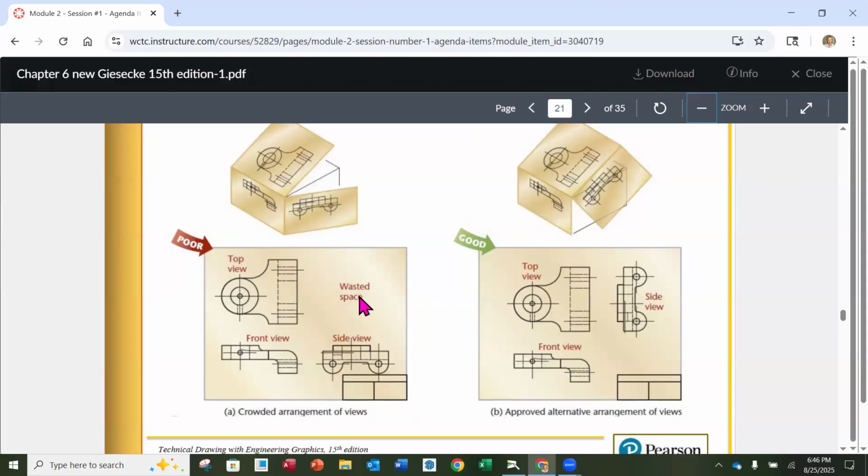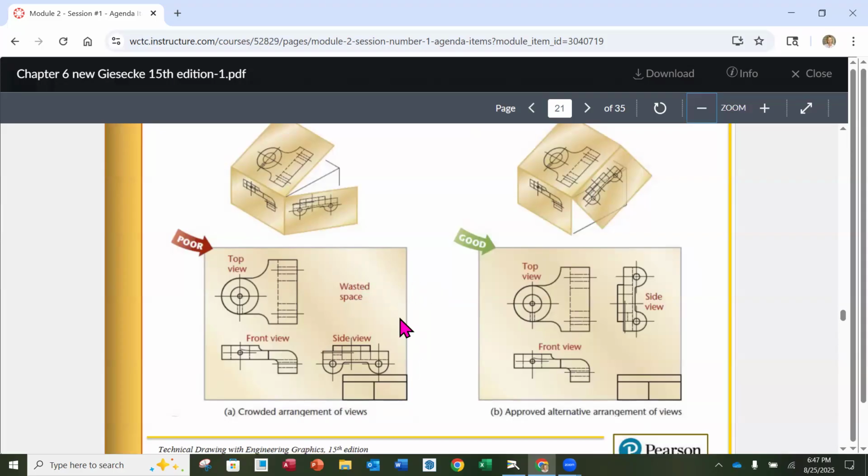They call this wasted space. Remember, when we are drawing models, and again, this class isn't just for the AutoCAD we're going to be doing, but when we're drawing models in SolidWorks, which you're going to have next term, we're going to put our orthographically projected or our pictorial view right up here. It will not be wasted space.